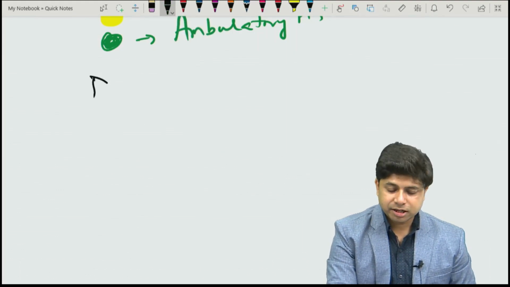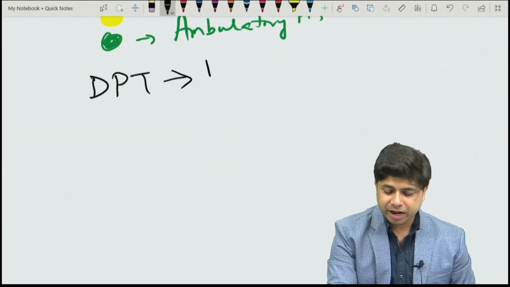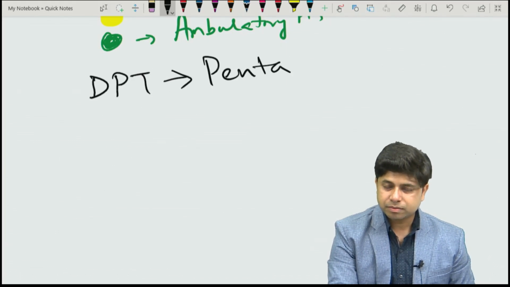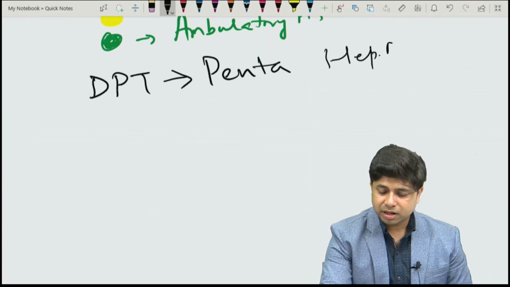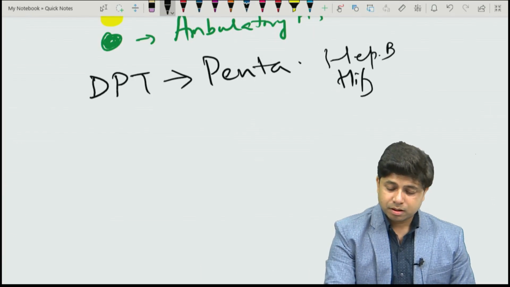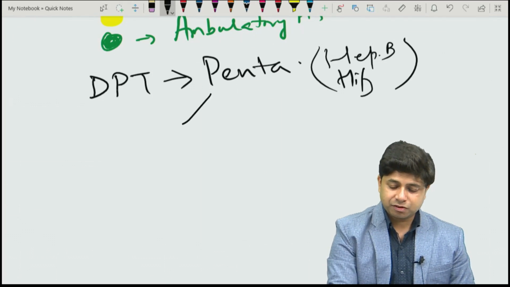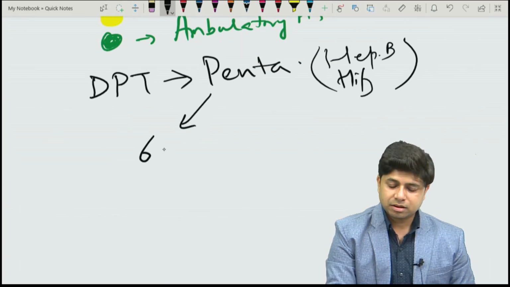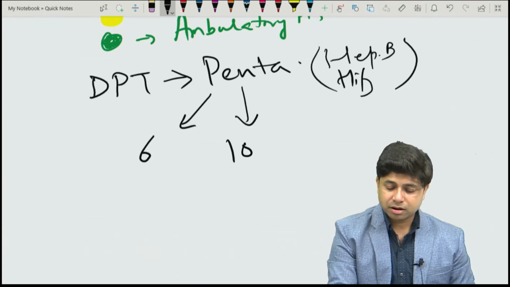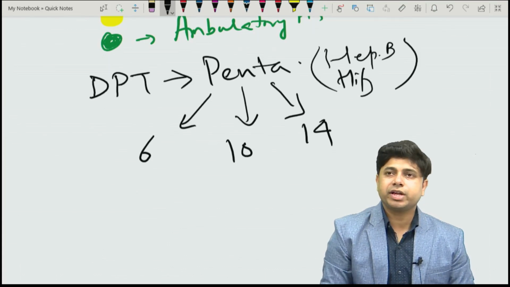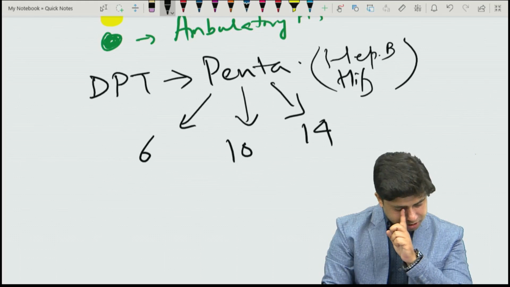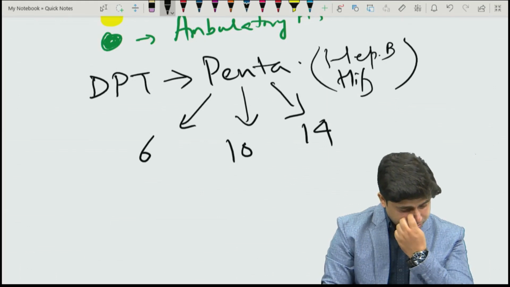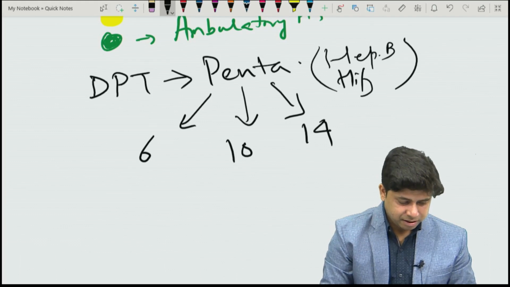The DPT is being replaced by pentavalent, which includes DPT plus hepatitis B and H influenzae B. So for pentavalent, the schedule is similar to OPV: 6, 10, 14 weeks. So at 6 weeks, at 10 weeks, and at 14 weeks, these are being given. So the recommendation is to give the DPT not before 6 weeks, as EPI recommends.